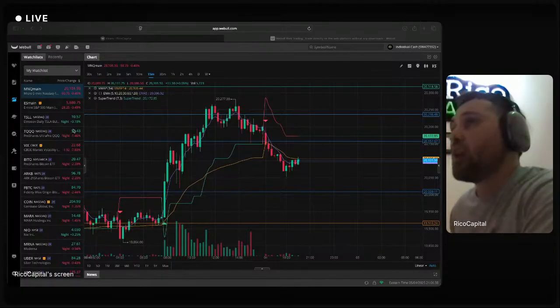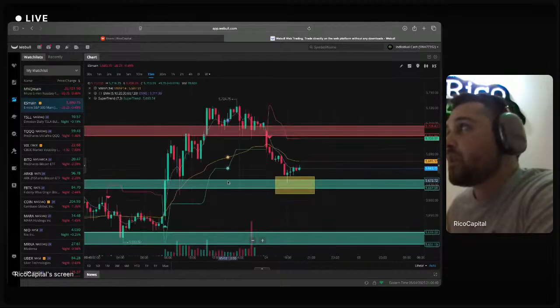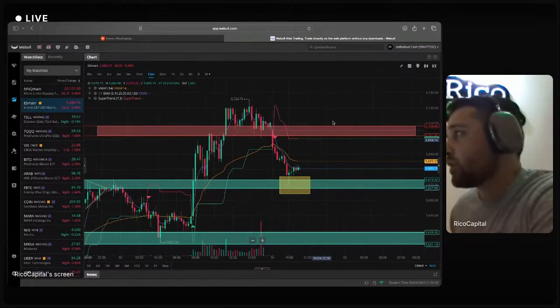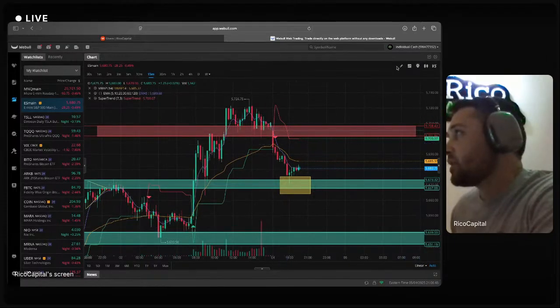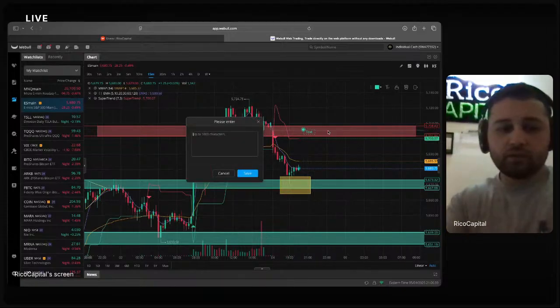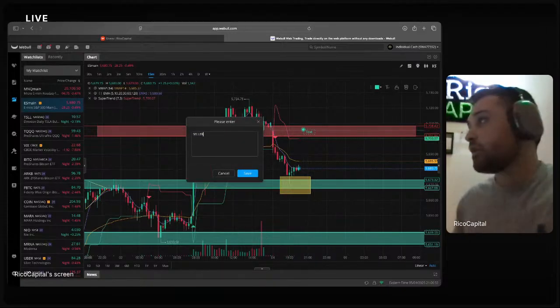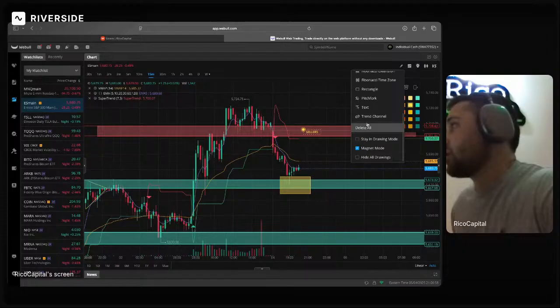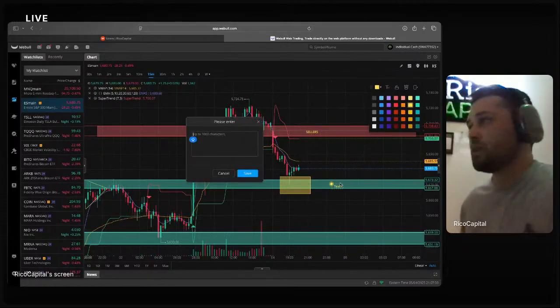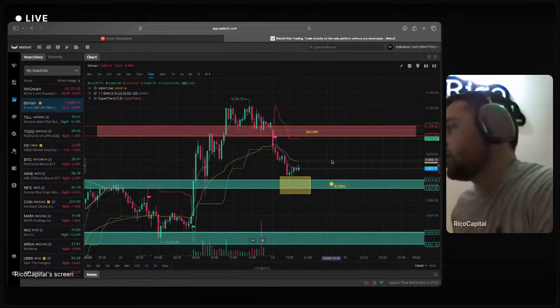If you're new to watching me, I incorporate the zones, the Rico Cap zones. The Rico Cap zones are pretty much this: you see where sellers are sitting, and I make it real easy. You know where the sellers are at, and you know where the buyers are at, indicated in red zones for sellers and the green zone for buyers. Makes it real easy on the eyes.